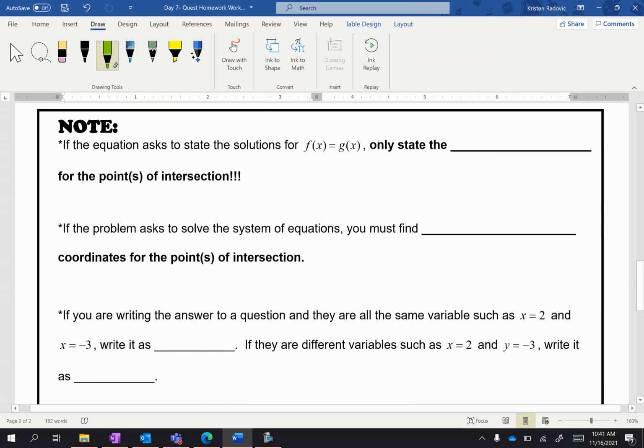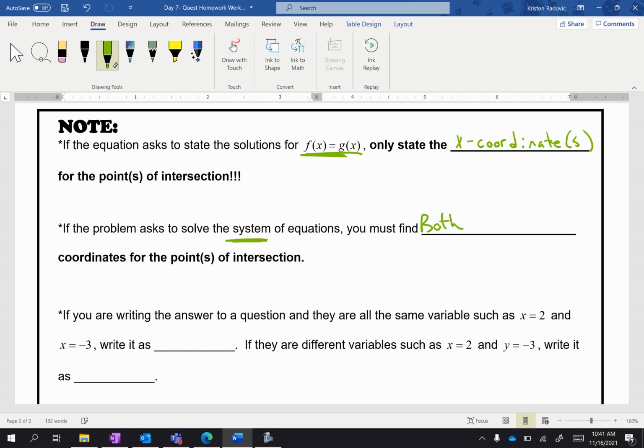So to sum it up, if the problem asks to state the solutions for f of x equals g of x, only state the x coordinates for the points of intersection. If the problem asks you to solve the system, then you have to find both x and y for the coordinates for the points of intersection.